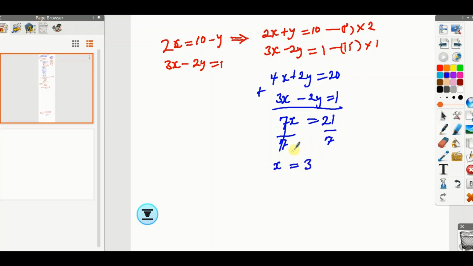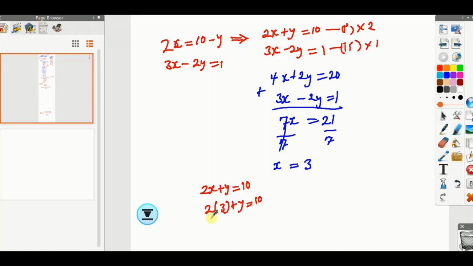Now, we substitute this value into any of the equations. So let's use equation 1. And equation 1 says 2x plus y equal to 10. Right, this is equation 1. Let's substitute this into equation 1. We have x now, let's remove x here. We have 2, we remove x, replace it by 3, plus y will be equal to 10.